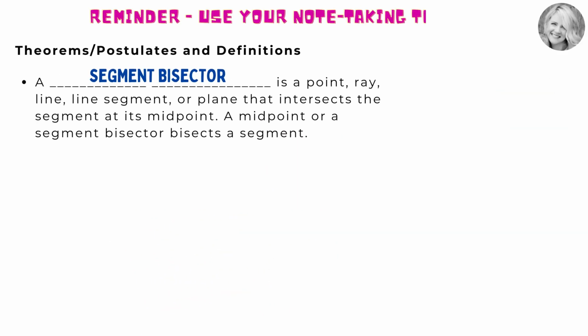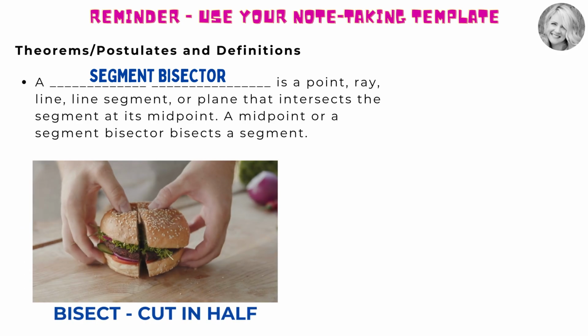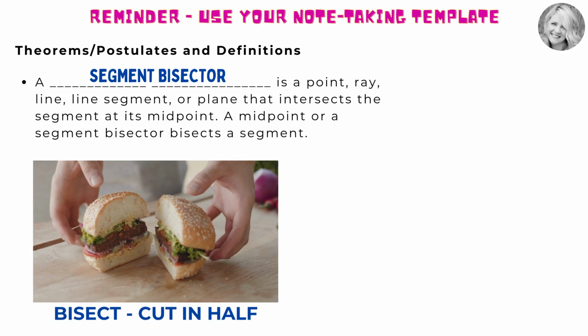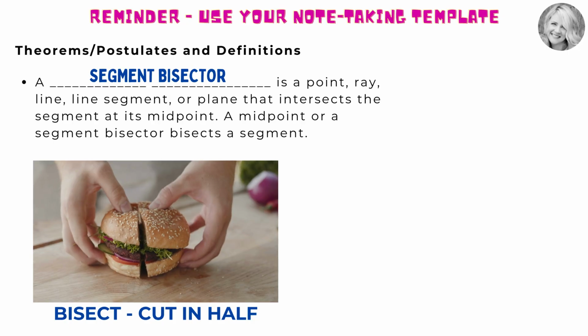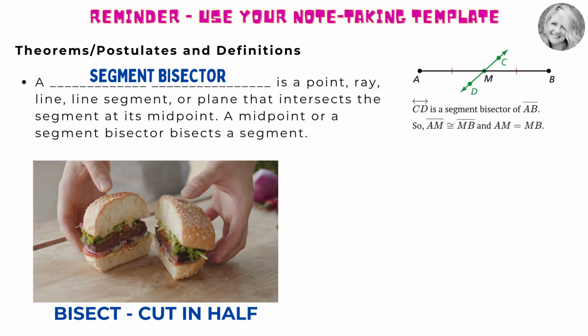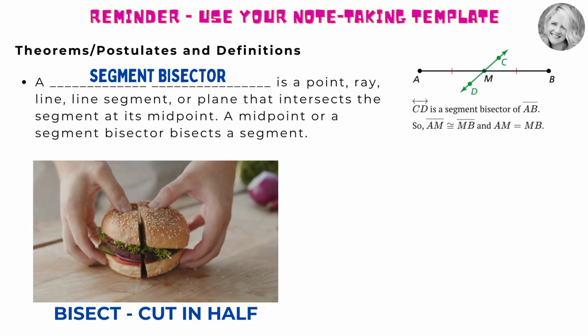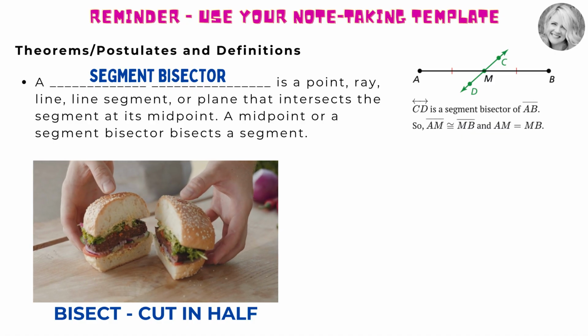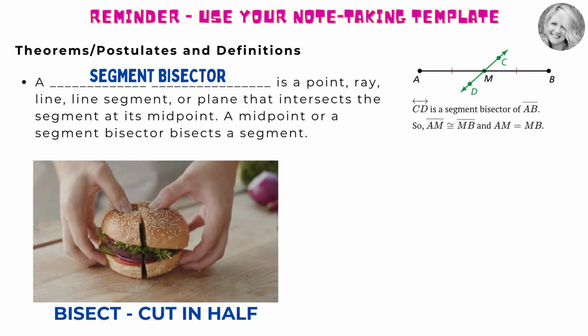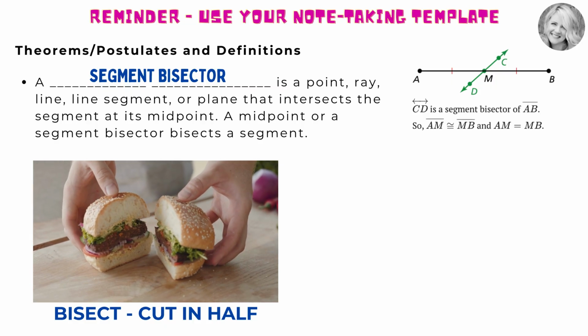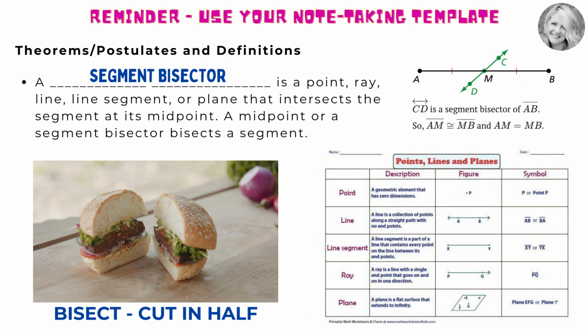A segment bisector is a point, ray, line, line segment, or plane that intersects the segment at its midpoint. A midpoint or a segment bisector bisects the segment. Key word here, bisect means to cut in half. In the image to the right, segment AB is cut in half at point M by line CD. Just a reminder, segment bisectors can be points, lines, line segments, rays, or planes.